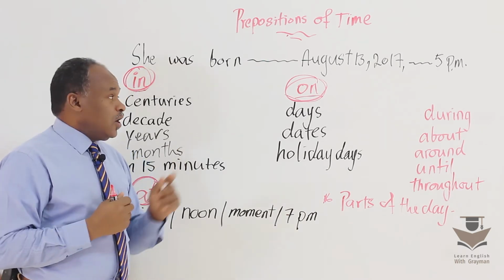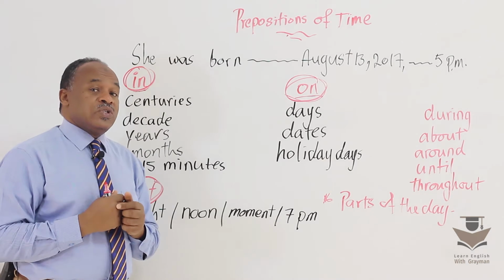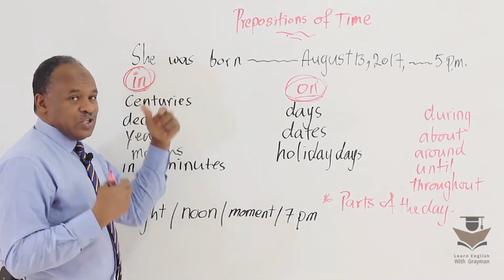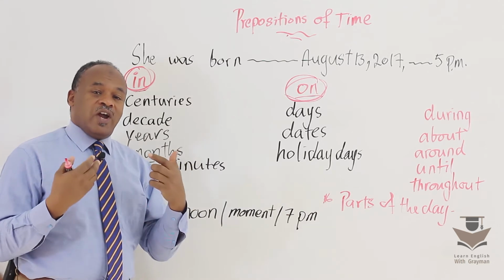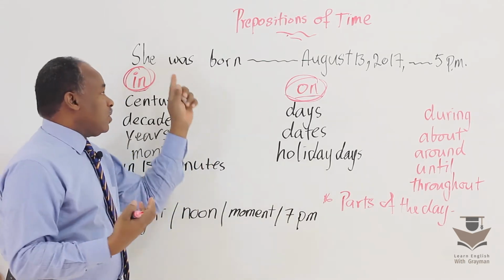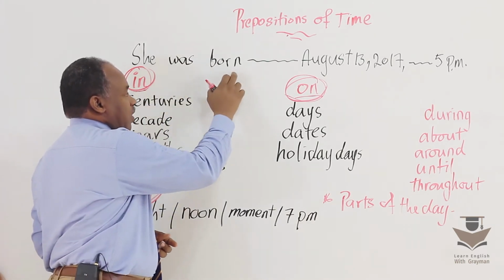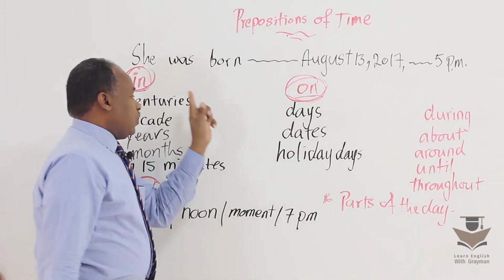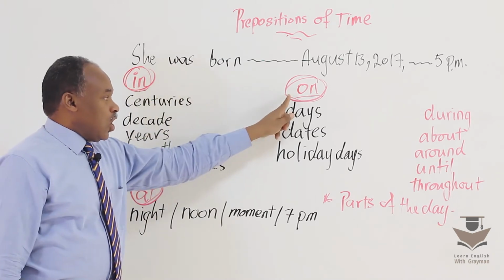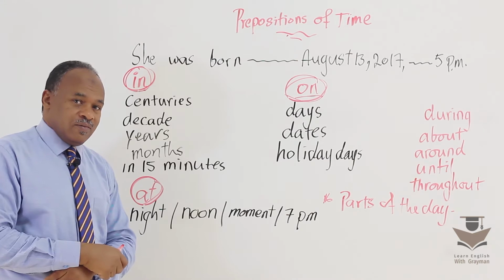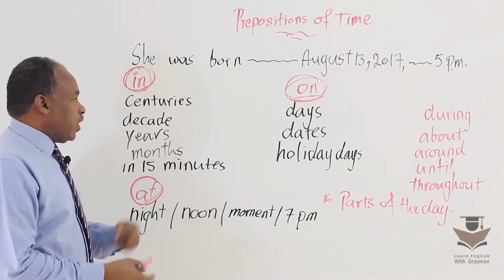To do that, let's look at this example together. He, she, or they, or anything. This is just an example. She could be any person. She was born either in, on, or at. Choose one. Okay, choose one. What are you going to say?